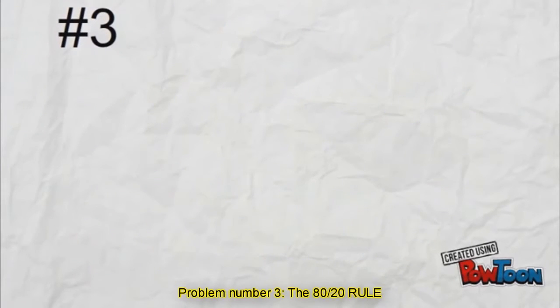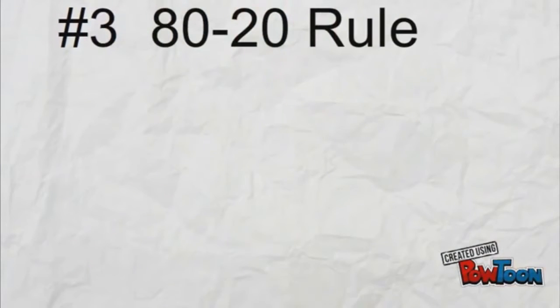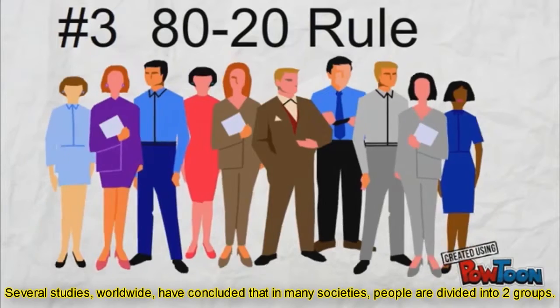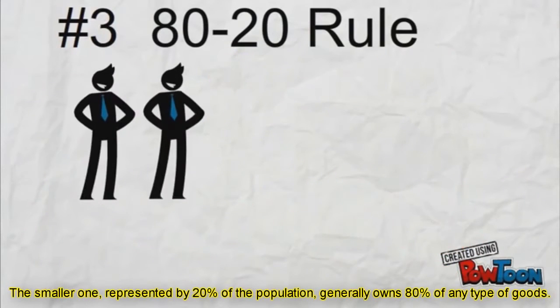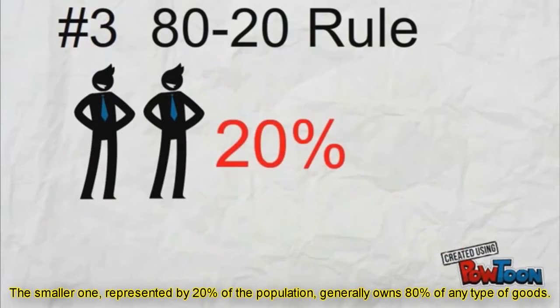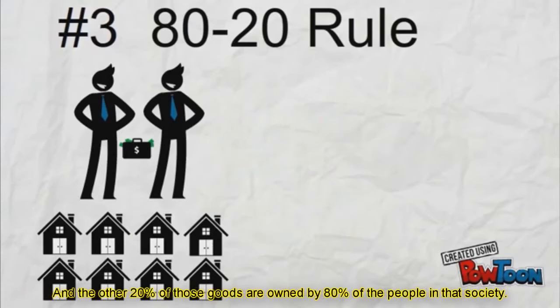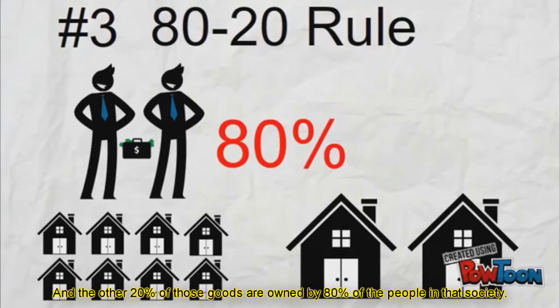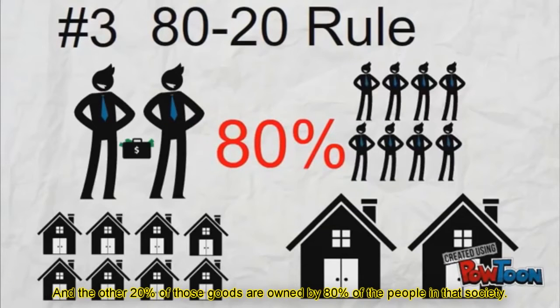Problem number 3. The 80-20 rule. Several studies worldwide have concluded that in many societies, people are divided into 2 groups. The smaller one, represented by 20% of the population, generally owns 80% of any type of goods, and the other 20% of those goods are owned by 80% of the people in that society.